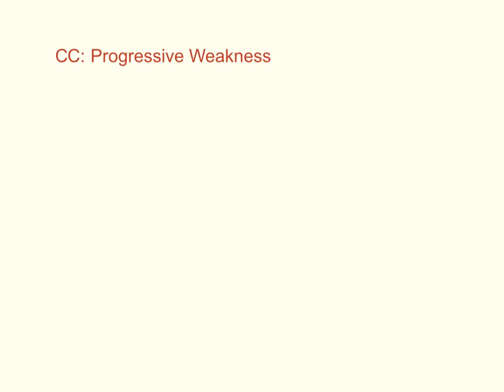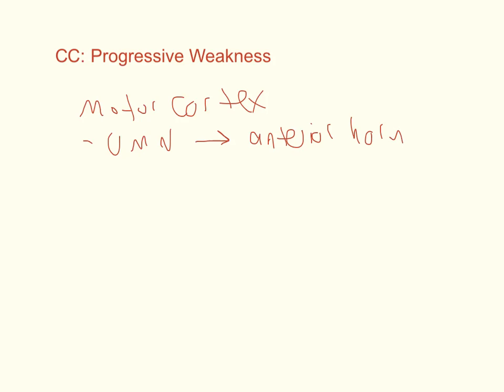So for progressive weakness, we want to make a differential list. This is our presenting symptom, and what we have is a bunch of possibilities. We can start in the motor cortex, and from the motor cortex you have all of the upper motor neurons, and upper motor neurons go from the motor cortex all the way down to the anterior horn of the spinal cord. And at the anterior horn following, you have lower motor neurons, and so these two groups will present with different symptoms.